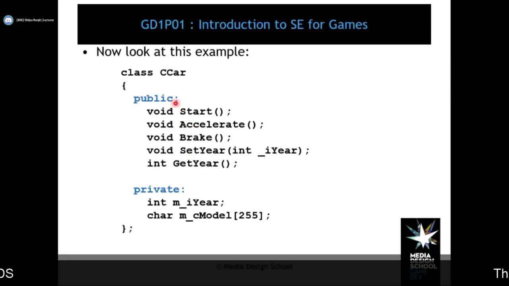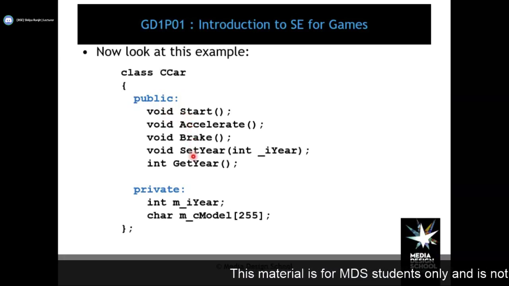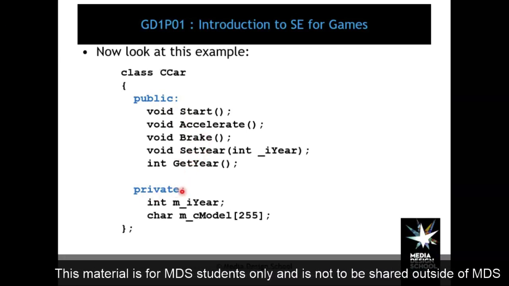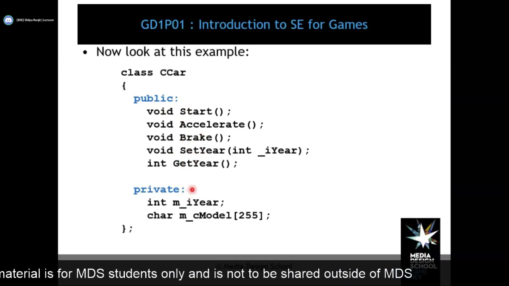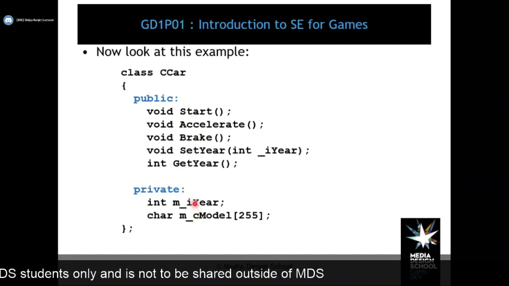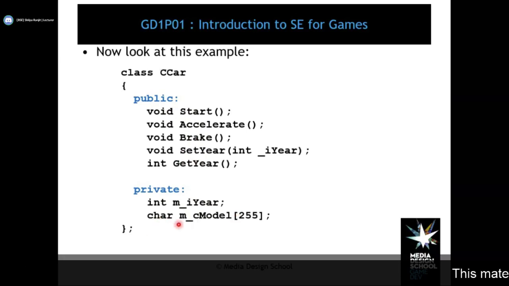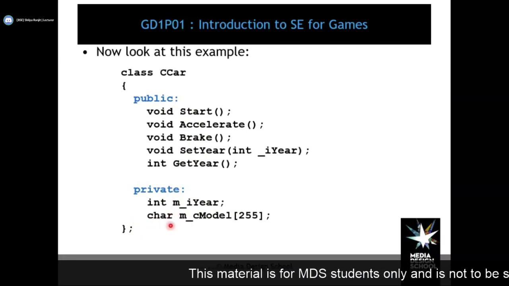Here you can see there is a public access specifier before these functions. So you've got the start function, accelerate function, brake function, set year, get year. All of these are public. But after that, you see a private access specifier. So private colon, and below that, all the members become private. So the year and the car model are all private data members. Again, below that, maybe after a couple of lines, if you give another access specifier, the private access stops there, and the next accessibility begins.